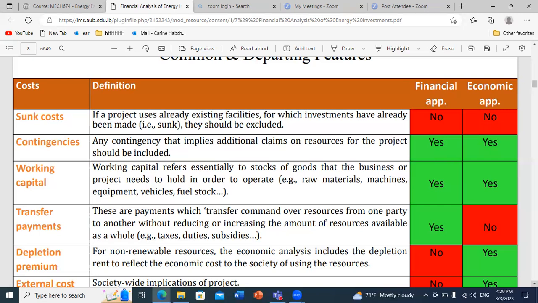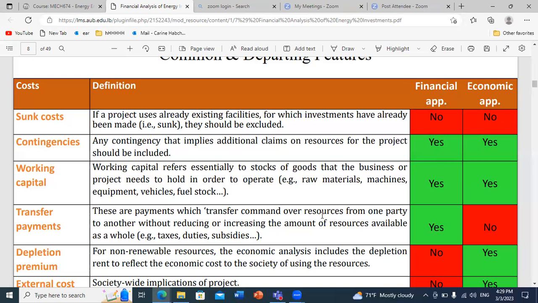Now, whenever we talk about transfer payments, what we mean is, if you want, money that is not directly related to the amount of resources that is available. Okay, so these payments transfer command over resources from one party to another without reducing or increasing the amount of resources available as a whole. So they are not related, let's say, to the amount of material you need, or to an increase in demand.